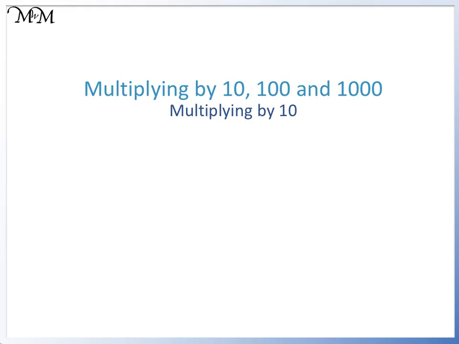Hi and welcome to our lesson on multiplying by 10, 100 and 1000. In this lesson, we'll be looking at multiplying by 10.